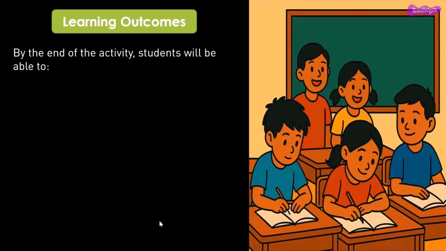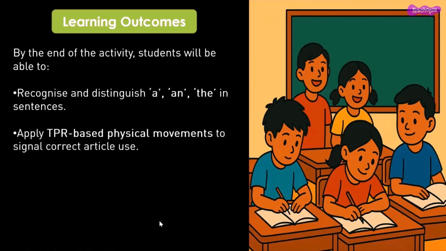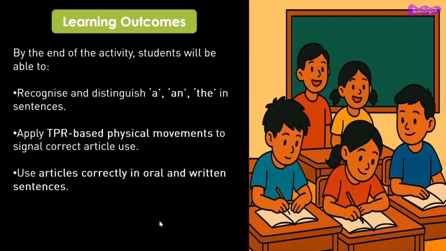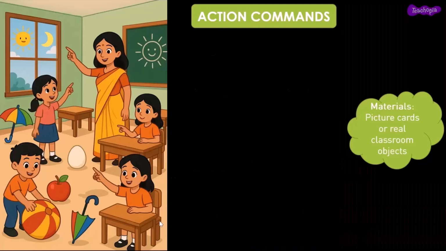concrete learning concepts. The learning outcome that we want to achieve by the end of this activity is that students will be able to recognize and distinguish a, an, and the in the sentences. They will be able to apply TPR based physical response movements to signal correct article usage. They will be able to use articles correctly in oral and written sentences. And they will be able to demonstrate an understanding through a TPR sorting game and sentence building task.